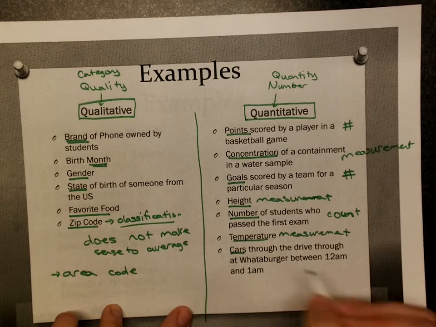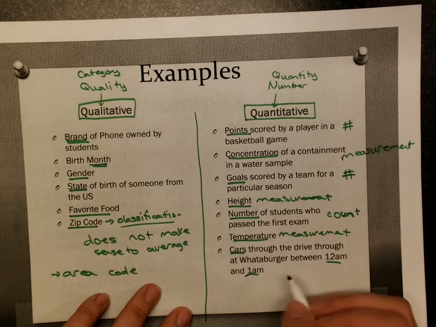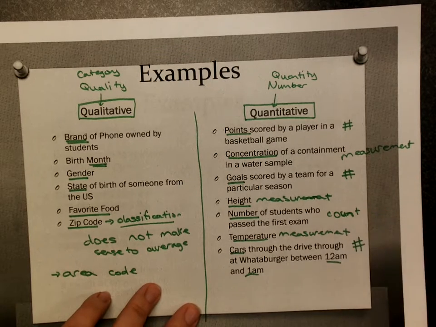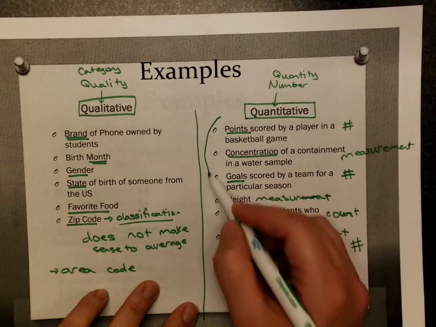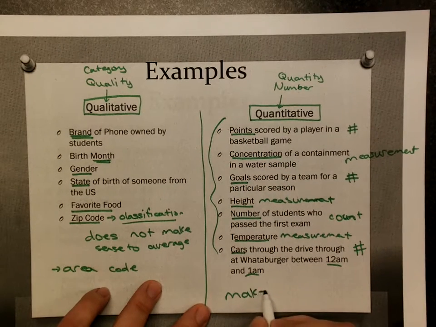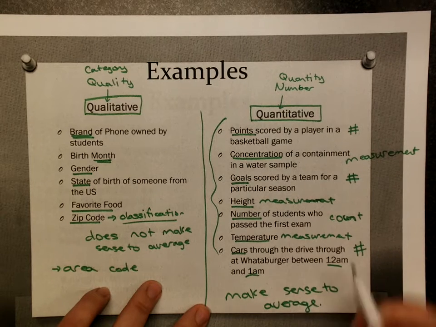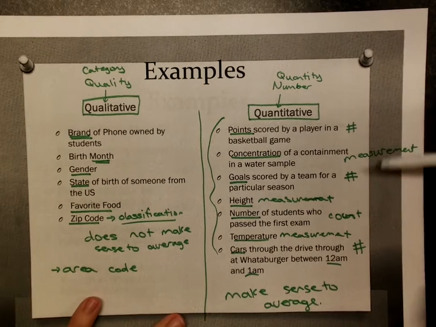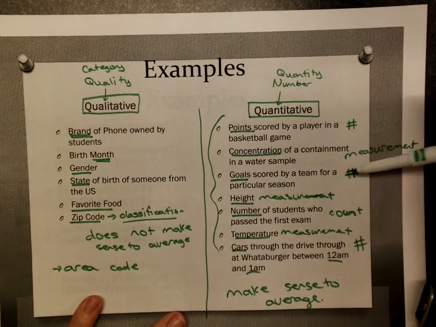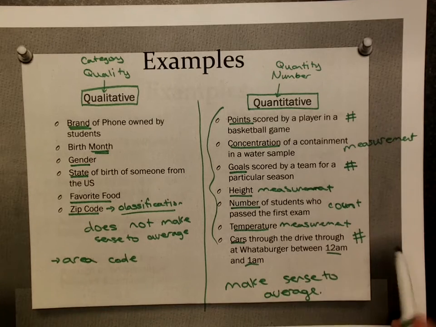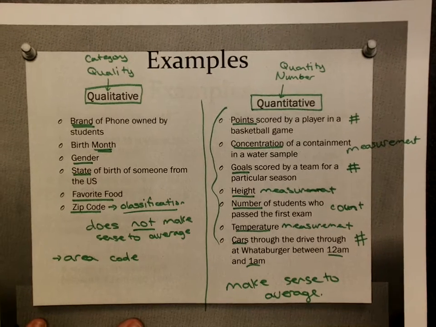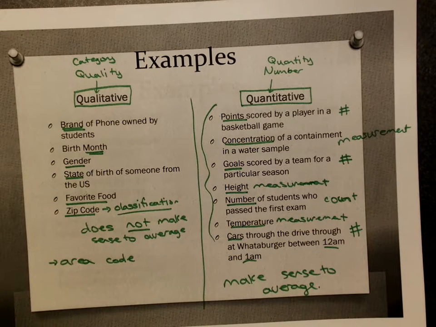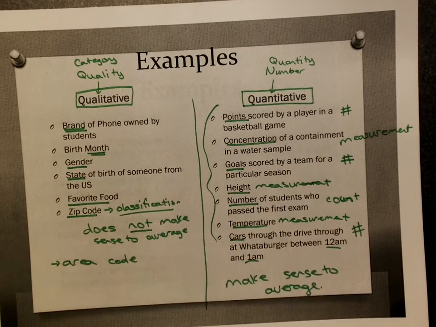And finally, the cars through the drive-thru at Whataburger between 12 a.m. and 1 a.m., they would be counting the number of cars through the drive-thru. So quantitative variables are anything with a number. All of these make sense to average. So it makes sense to average the number of points scored by a player in a game. It makes sense to have an average concentration, an average number of goals, an average height. All of these it makes sense to average. Over here, it does not make sense to average. So whatever you can do to help distinguish those two, there's a difference between qualitative and quantitative.